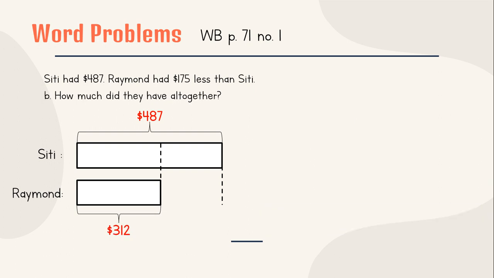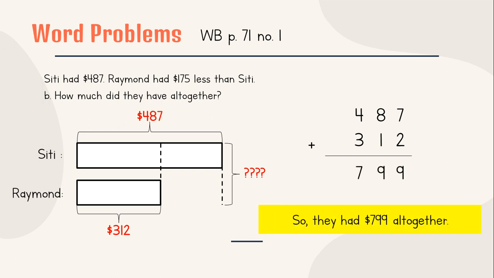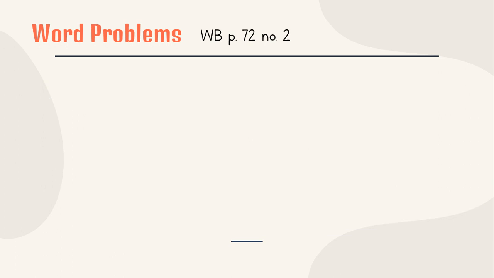Go to B. How much did they have altogether? We know that City has 487, Raymond has 312. So how much do they have altogether? What do we have to do? Don't forget, whenever we have altogether, it means addition. 7 plus 2, 9, 9, 7. So they had $799 altogether. It's kind of easy. Still easy, yeah? Go to number 2.